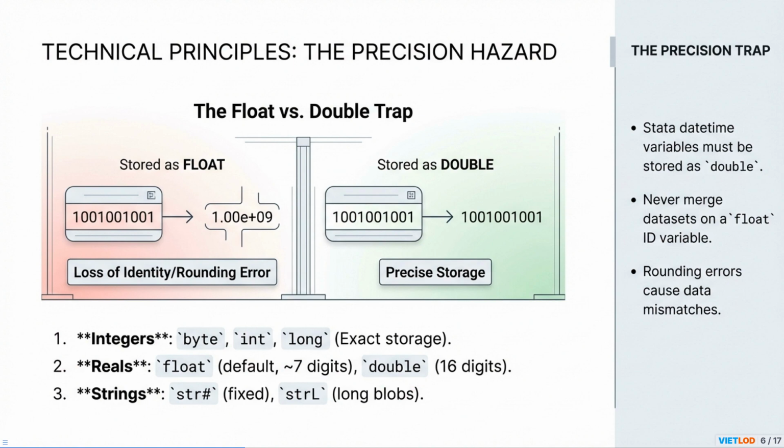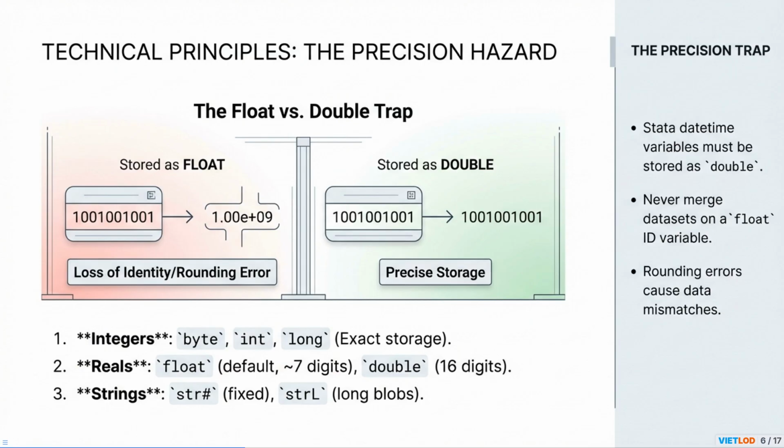Here we see the float versus double trap. A float variable can only store about 7 digits of precision. If you have a long ID number like 101011001, storing it as a float will result in a rounding error, changing its value to something like 1.00e9. The identity is lost. In contrast, a double variable stores up to 16 digits of precision, preserving the exact value of the long ID. This is why it's essential for identifiers.